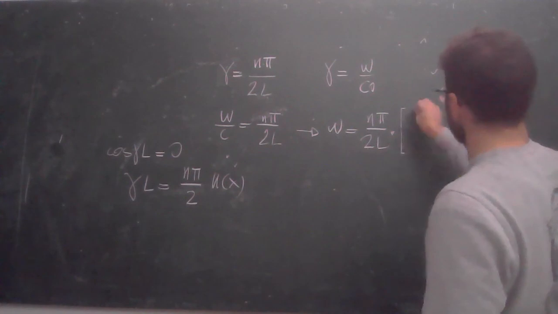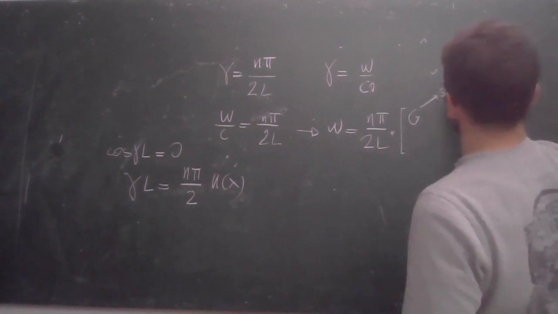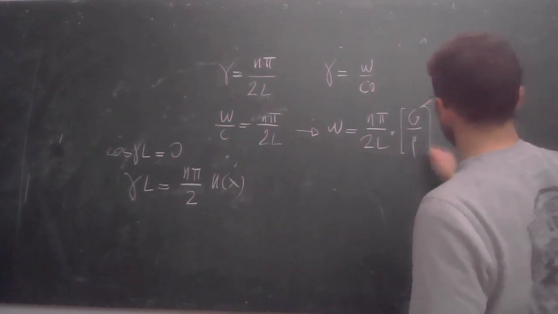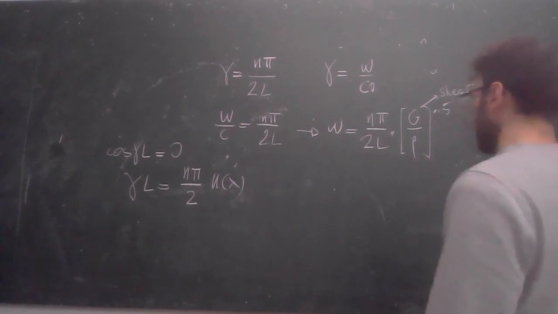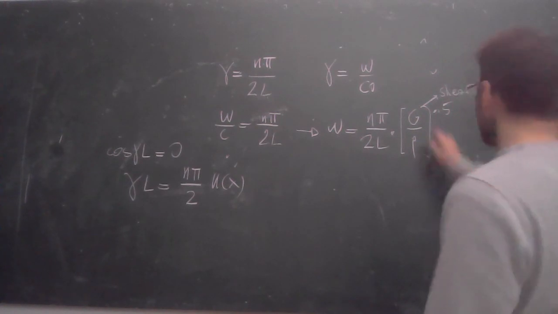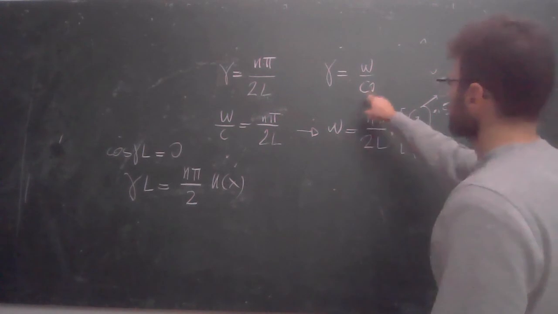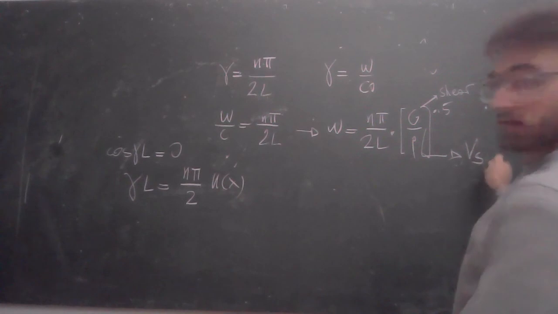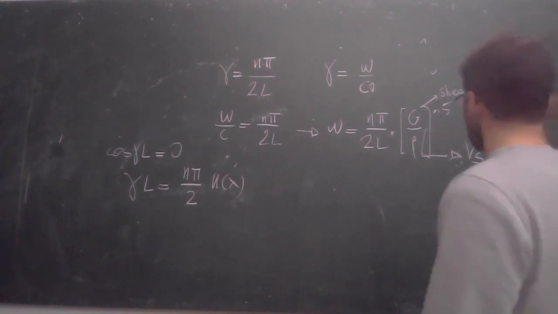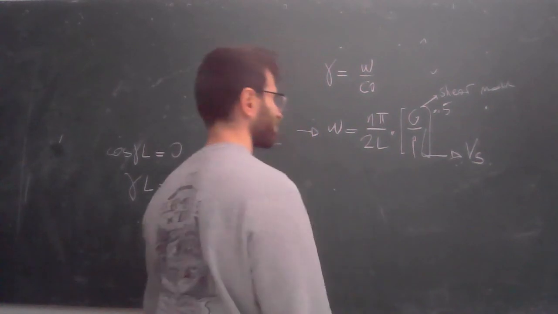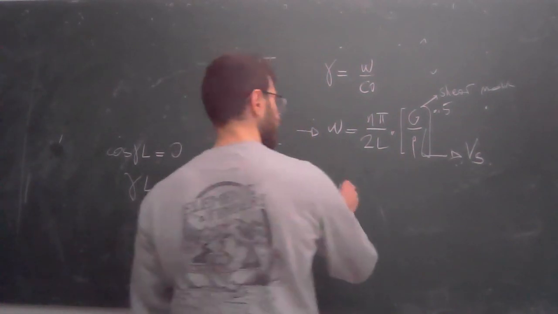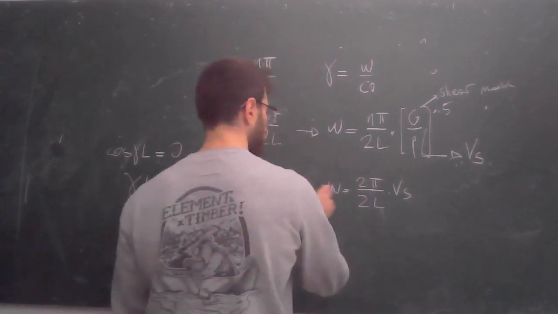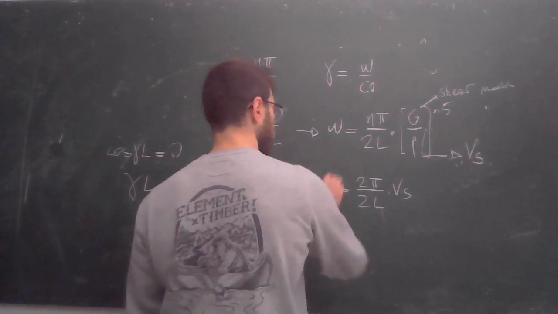C0 is the square root of G, the shear modulus, divided by rho. In geotechnics, it's not called C0, it is called Vs, the velocity of the shear waves. You can see it. So omega is n pi divided by 2L times Vs. But omega is 2 pi times the natural frequency.